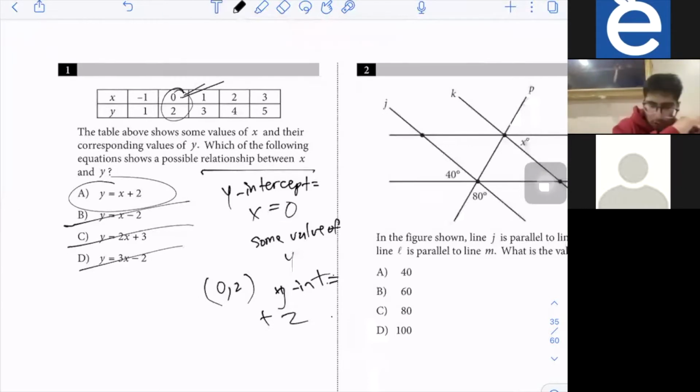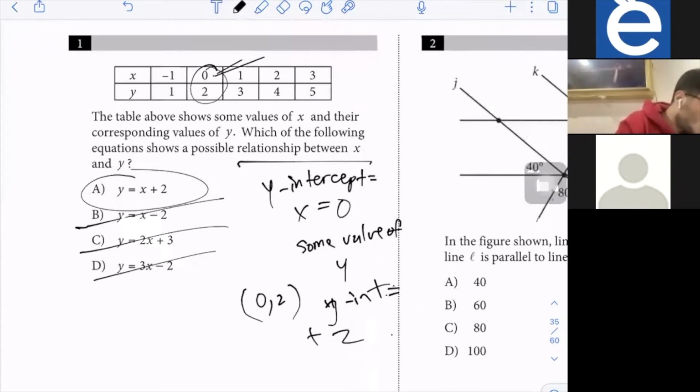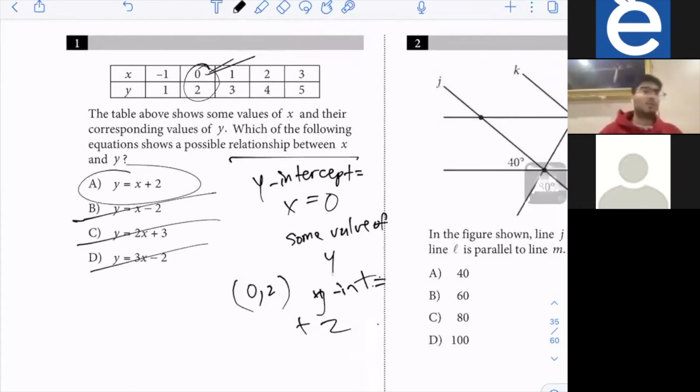The quickest way to do this question was to find the y-intercept, and we identified it by using the table right here. It shows that it was (0, 2). We know that the y-intercept is where x is equal to 0, and then there's some value of y. Identifying that first really helped us cancel out B, C, and D. So our answer is A.